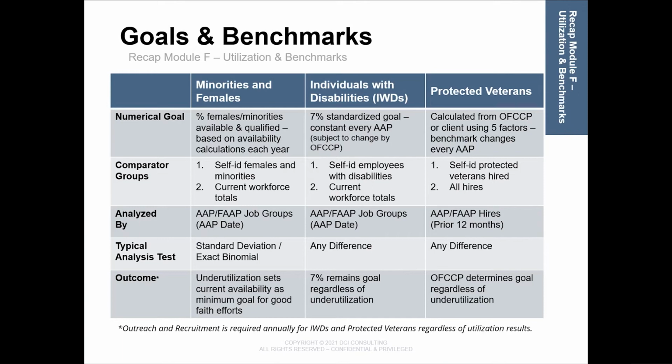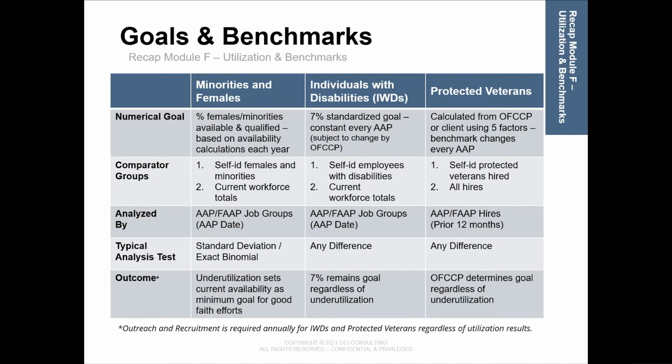The outcome for minorities and females is an underutilization if it is determined to be statistically different, and if underutilization is deemed, then you will set your current availability as minimum goal for good faith efforts. For example, if your female availability that year is calculated to be 50%, your current incumbency of females as of the snapshot date of your roster is 25%. We statistically compare 25% to 50%. We do indeed find that there is a statistical difference and we deem underutilization. Then that female availability of 50% would be the new goal for that year moving forward.